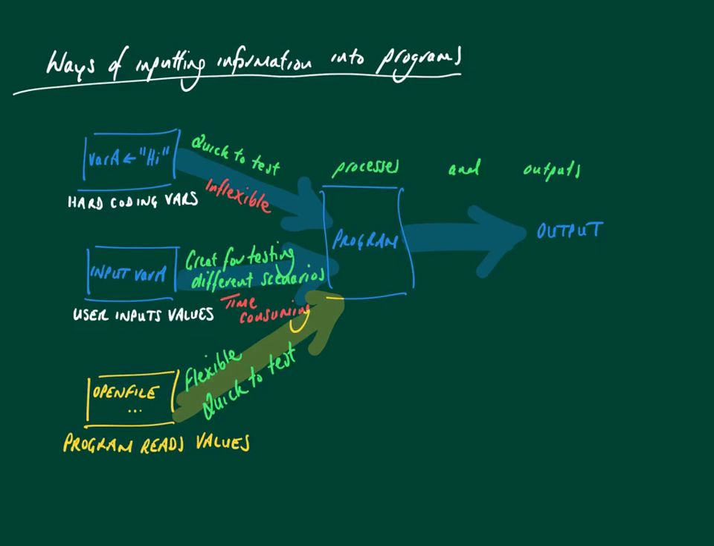So there's a third way of doing this, and this is where the program reads in the values from a file or different files. And this is extremely flexible because you can have multiple files for multiple scenarios. And because it's loading it in from a file rather than you typing it in by hand, it's very quick to test the processes and outputs for these different scenarios.